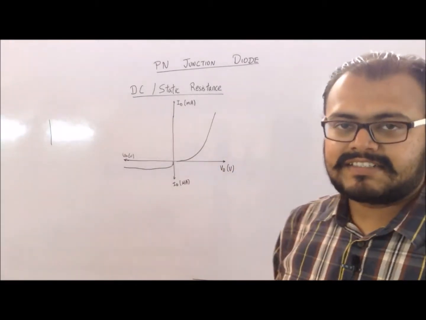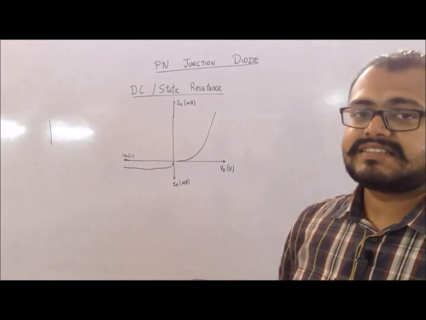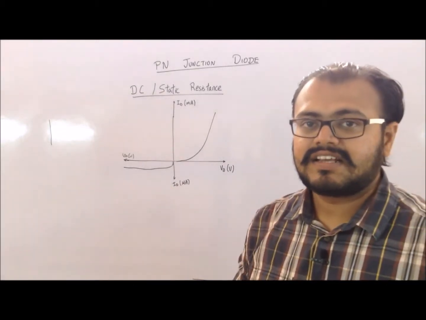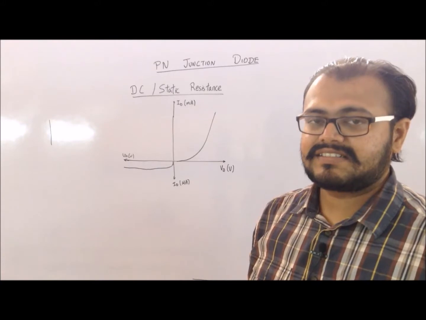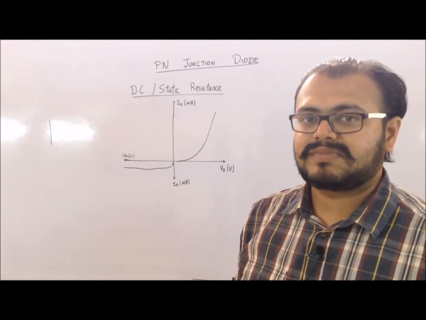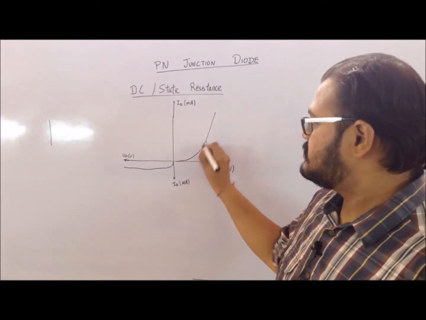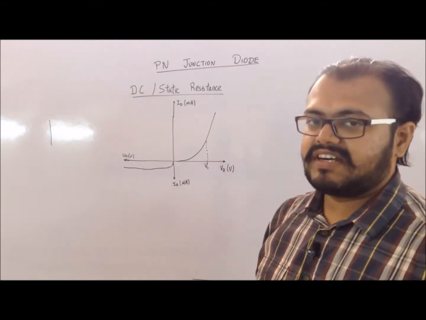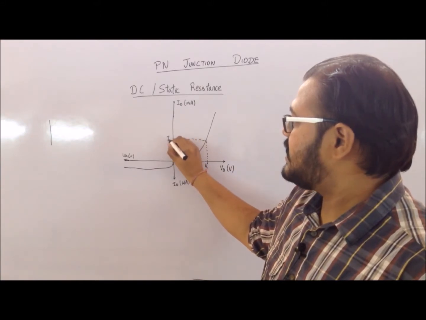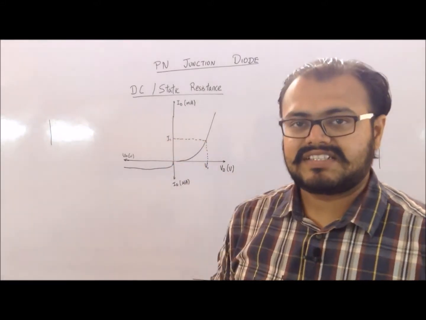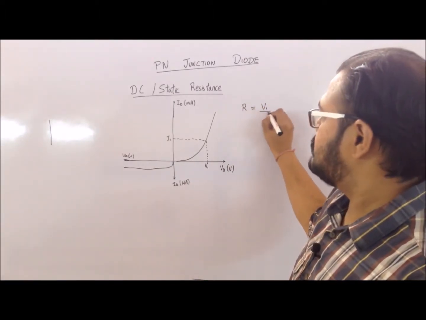We have shown the characteristics of my diode, where this is my forward biasing characteristic and this represents my reverse biasing characteristic. Now, as the name suggests, we are studying the DC static resistance, so we are applying some DC voltage to my PN junction diode. Let us say I have applied a value V1, and for this corresponding value I am getting a current I1. So by the definition of resistance, my resistance will be given by V1 by I1.